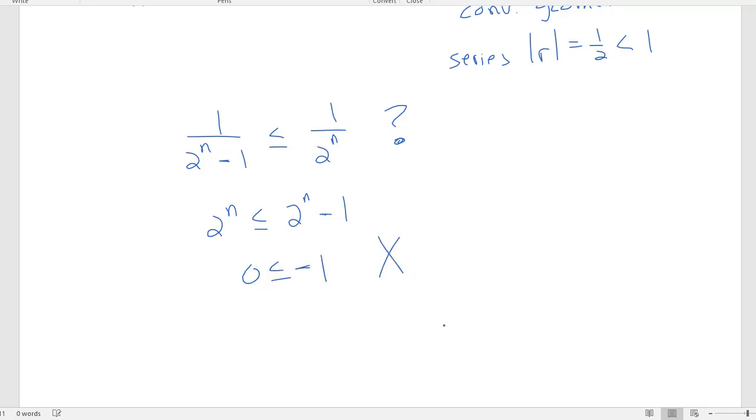0 is definitely not smaller than negative 1. So I get a big, right? You've got to hold up your arms and make a big loud buzzer noise. So this is not true. In other words, my inequality that I needed to be true isn't true.